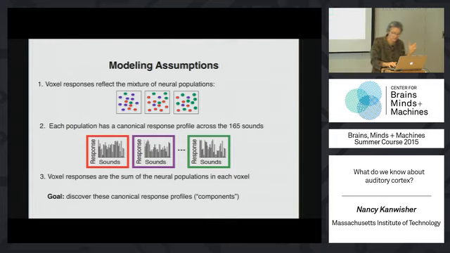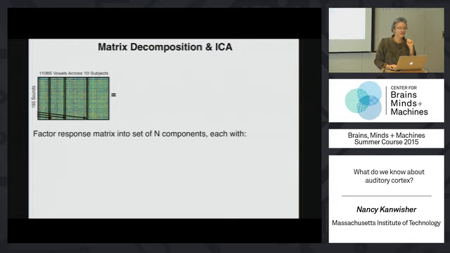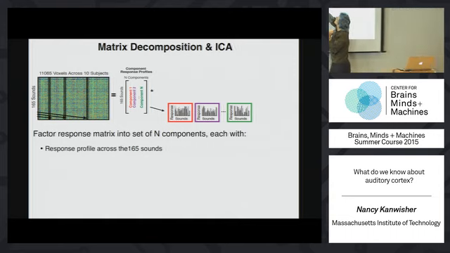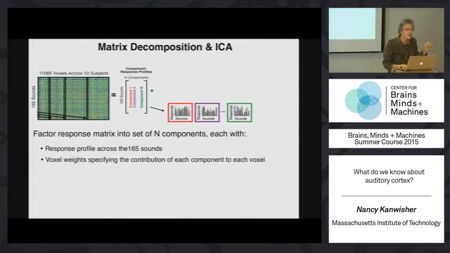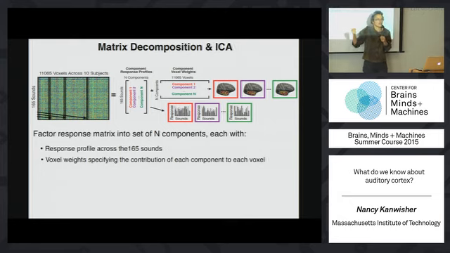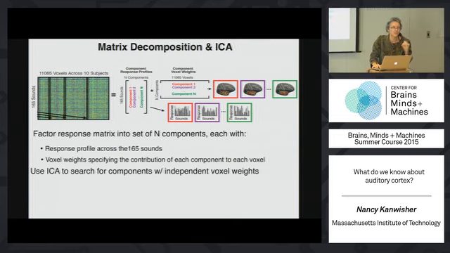Okay? So let me just do that one other way here. We're going to take this matrix and we're going to factorize it into some set of n components. Each of those components is going to have a 165-dimensional vector of its response profile. Each component will also have a weight matrix across the relevant voxels, telling us how much that component contributes to each voxel. And then we use ICA to find these components.